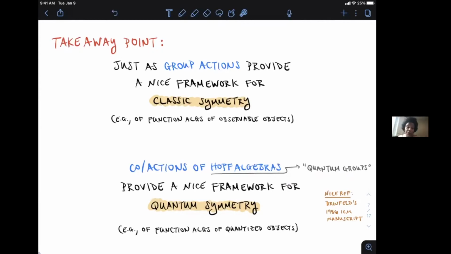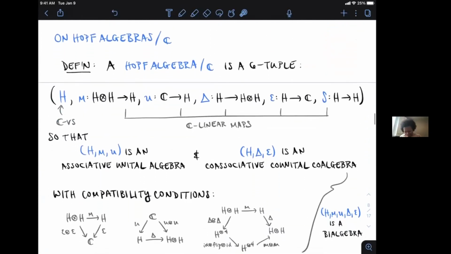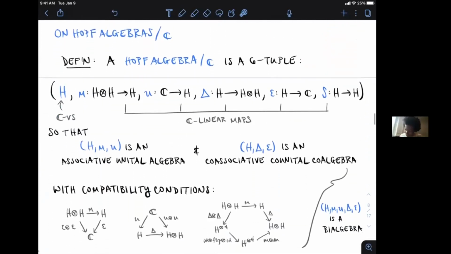Okay, so if you're interested in a nice article that delves into this, Drinfeld has a nice ICM paper from 1986 on quantum groups. Okay, so now I have to tell you what a Hopf algebra is. I try not to start talks with definitions because I think they're boring. Let's start with a picture and then a definition. All right, so what's a Hopf algebra?